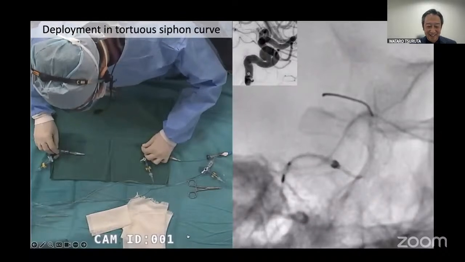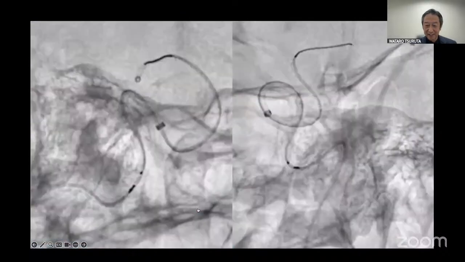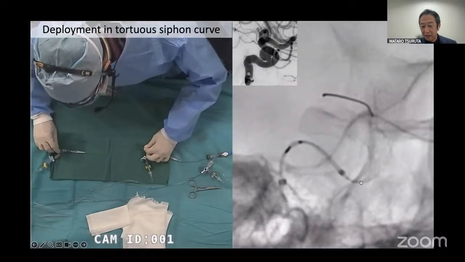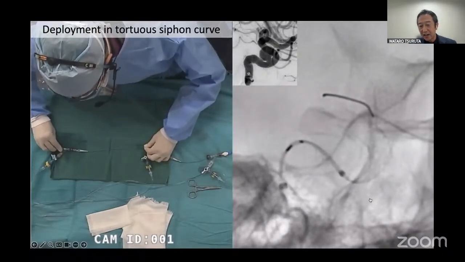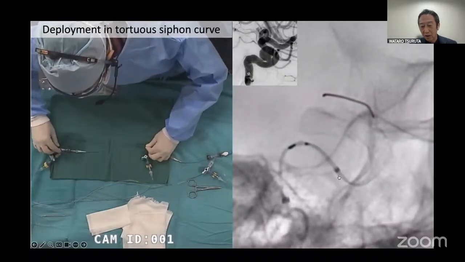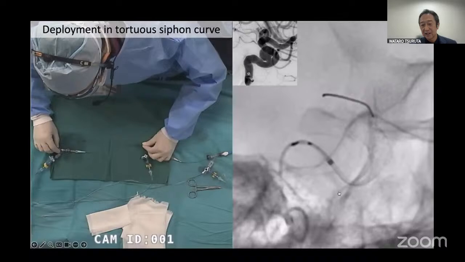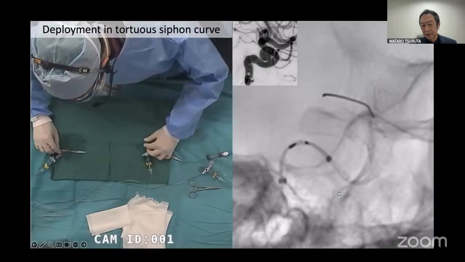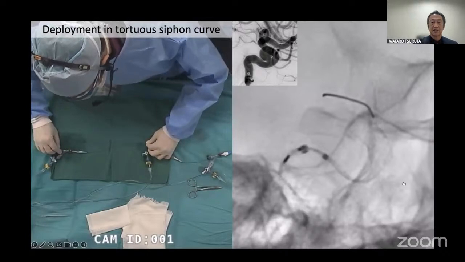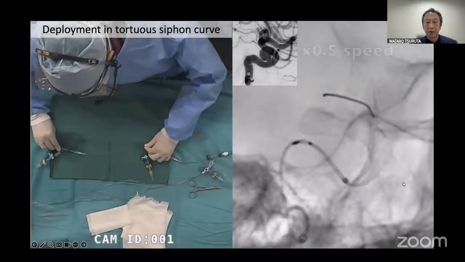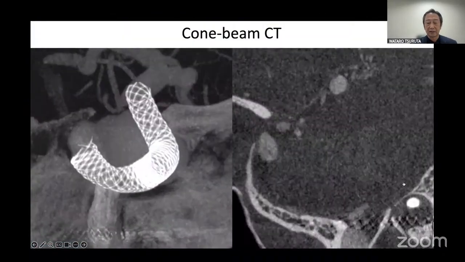Sorry, again. This is now flattening. Then I advance the deployment of the flow diverter longer. Then system push and pull. Repeat system push and pull. Then it opens like this. Okay. These are tips of deployment in a Porteous siphon curve.